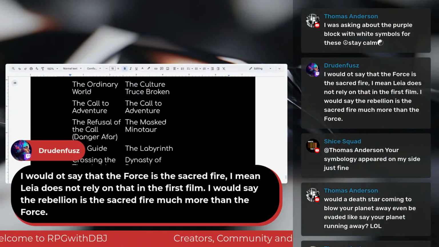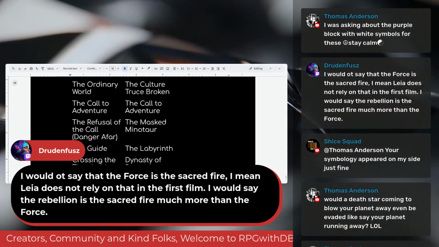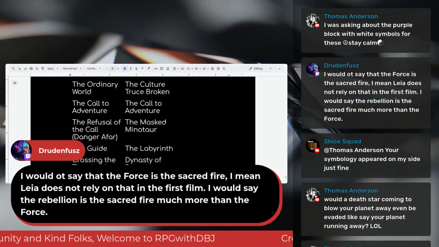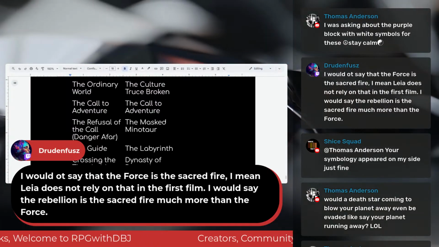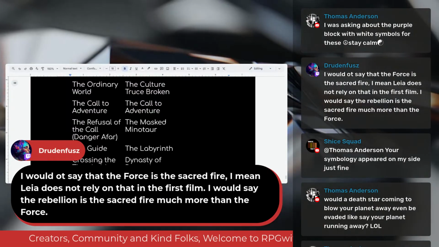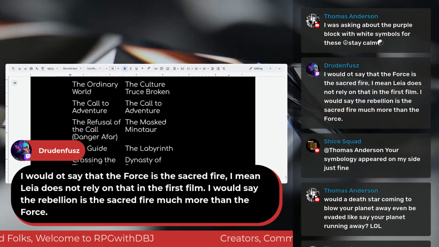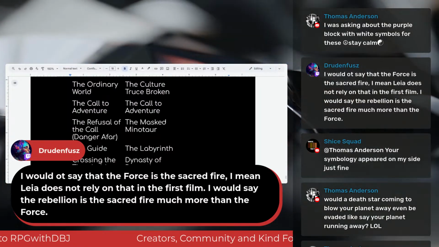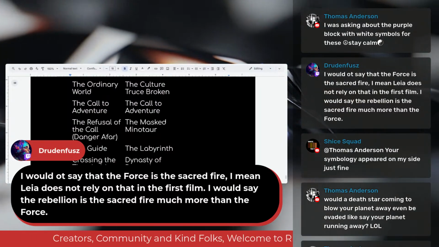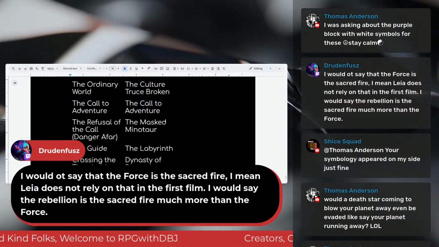So in the first movie, Leia's ability to get the plans to the Death Star and the rebel forces are essentially her sacred fire, and the Force happens to be Luke's sacred fire. But we actually don't get to see anyone go after it until the second and third movies.